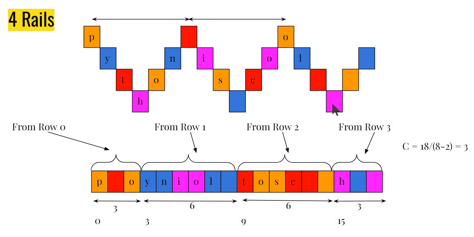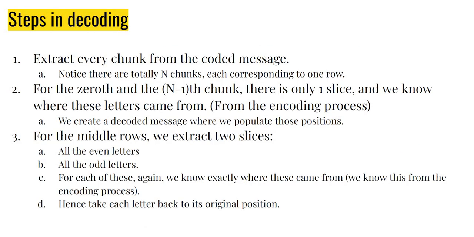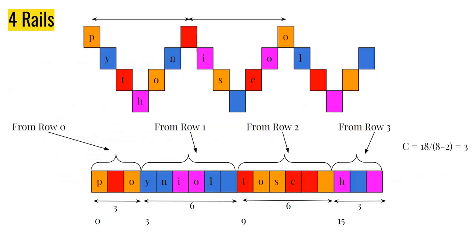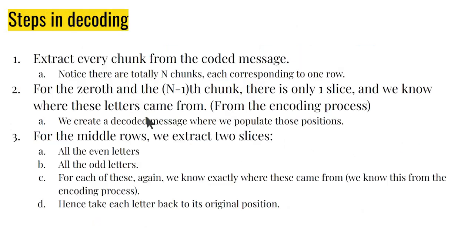Broadly speaking, the steps we are going to follow are, like I said, extract every chunk from the coded message. Notice that there are totally n chunks, n being the number of rails, each corresponding to one rail. For the 0th and n minus 1 chunk, there is only 1 slice, as this diagram tells, and we saw in encoding. We know exactly where these letters came from, which means we can just send them back to where they came from. We can create a decoded message and populate exactly those positions. We'll see how this is done.